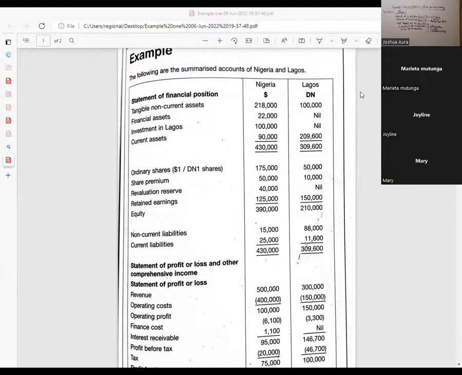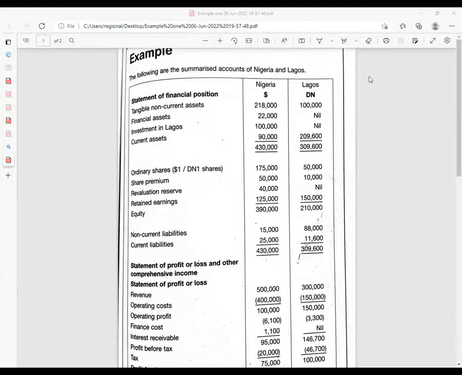So we are given an example here. The following are the summarized accounts of Nigeria and Lagos. So these are two different companies. One company called Nigeria and another one called Lagos. One good thing that I'm able to see is that Nigeria company has its financial statements presented to us in terms of dollars. Lagos has, in this case here, the currency DN. DN there could be Naira, whatever.